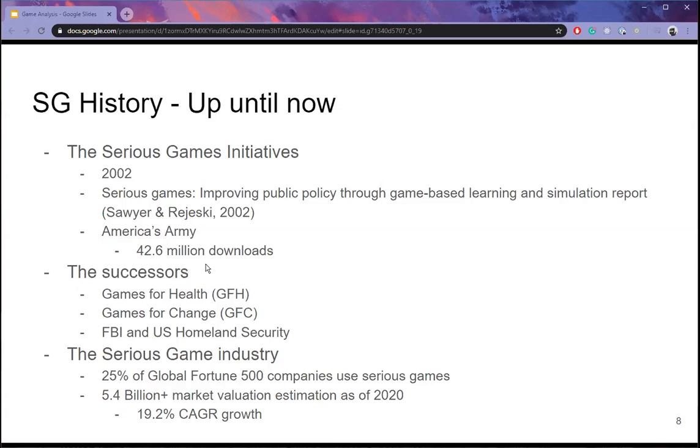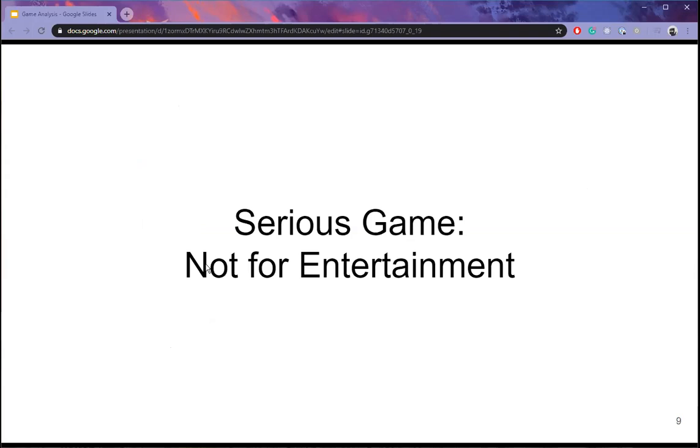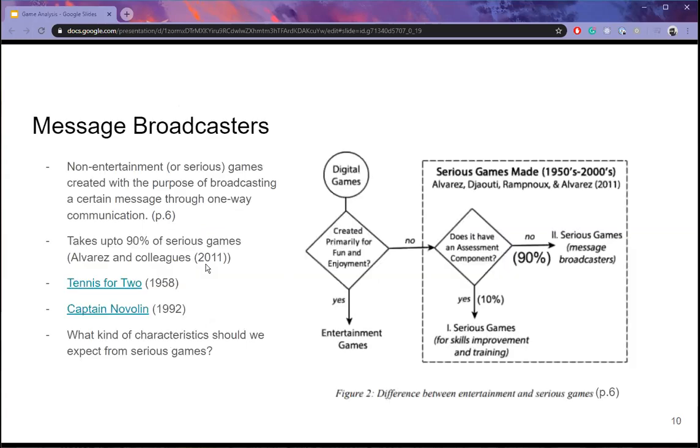Go to the next slide. All right, now we're going to the next part. Serious game is not for entertainment. And the first thing we're going to talk about is message broadcaster. So what is message broadcaster? It is a non-entertainment or serious game created with the purpose of broadcasting a certain message through one-way communication.